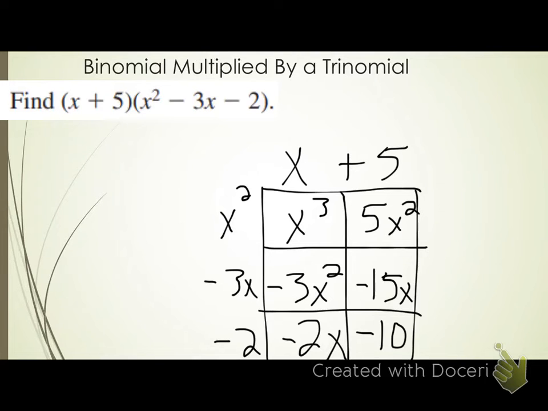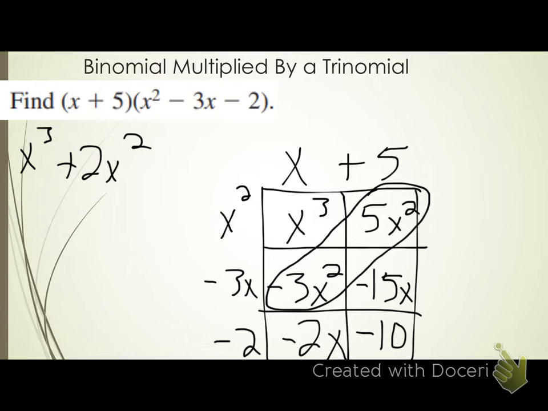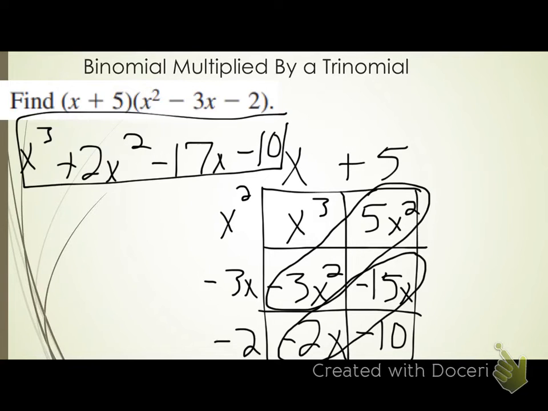I only have one x cubed. Got like terms here, that gives me 2x squared. Got like terms here, that gives me the negative 17x and minus 10. So you can use the box method and you get the same answer. Got that, Noah? Make sure heads are up, please. There's the box method for you. The box method's easier, you think so? If you want to do the box method, go for it.